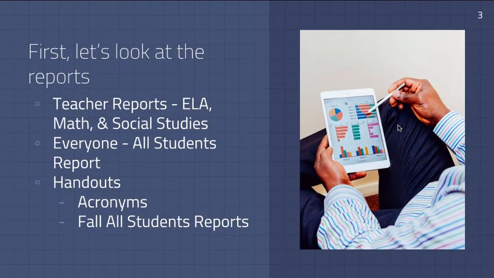First, let's look at the reports. Again, ELA, math and social studies teachers got the teacher level reports. Everyone else got the all students report, so we all know how our students did. And again, if you need to reference that acronym handout, know that that was shared with you at the beginning of the year. I do have fall all student reports, just like you got the spring all student reports. I didn't have them in the fall, so I asked for them and they got them to me. So if you want a copy, please feel free to email me and I will send you a copy of the fall all student report.